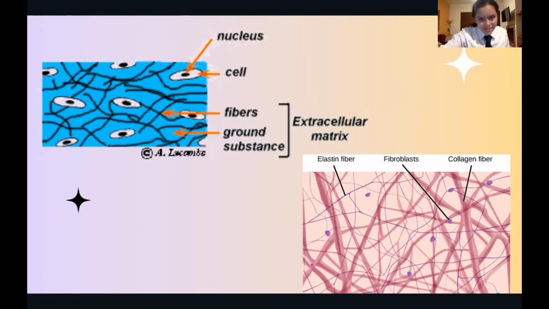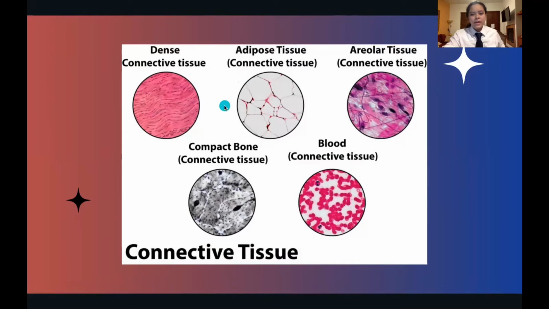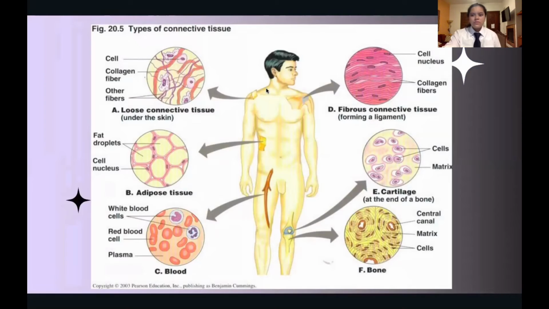Well, first of all, let me tell you that the connective tissue is the most abundant in the body. This connective tissue is awesome because it has a lot of functions, it binds and connects the things that form literally everything. So knowing this, we have different connective tissues. We have the dense connective tissue, the adipose tissue, the areolar tissue, the compact bone, and blood. All of these are connective tissues. Just to give you a more in-depth explanation.